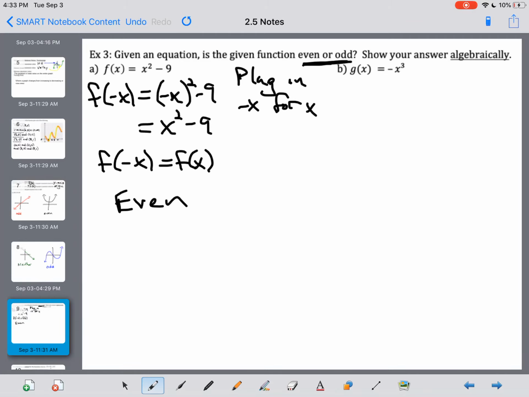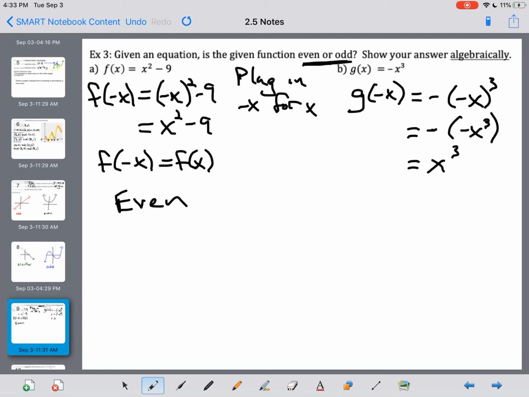All right, so on this one, if I plug negative x in, so g of negative x will be negative x cubed. Well, negative x to the third power is still negative x, right? So this would still be negative x cubed, but I've got a double negative, so this just ends up being positive x cubed. Well, I started with negative x cubed, I got positive x cubed. This function is the exact opposite of what we started with. That means that this is an example of an odd function.